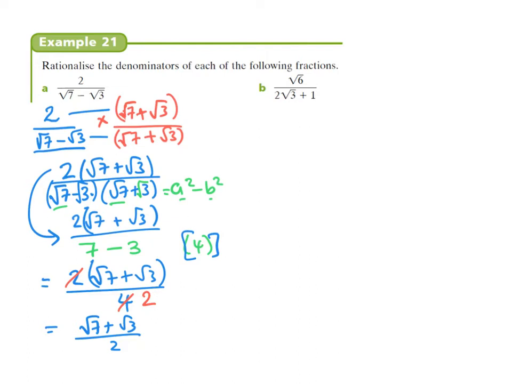Okay, let's do the second one. The second one is square root 6 over all that. So I'm just going to run the workings up here. I'm going to be multiplying that fraction by its conjugate, which is the entire 2 square root 3 take 1 on the top, and the same thing on the bottom, 2 square root 3 take 1.